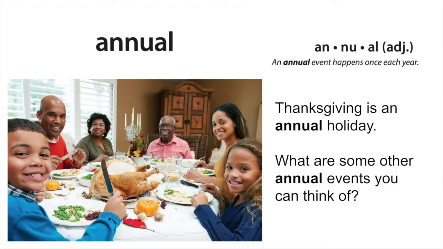I want to go over a couple tricky vocabulary words in this story. The first one I want to talk to you about is annual. It's an adjective, it's a describing word, and it describes something that happens once a year. So we would say that Thanksgiving is an annual holiday because it happens once a year. Pause the video for a moment and think about some other annual events. What other things do you know about that happen only once a year? Those are annual events.